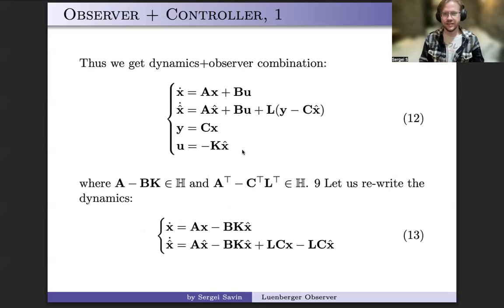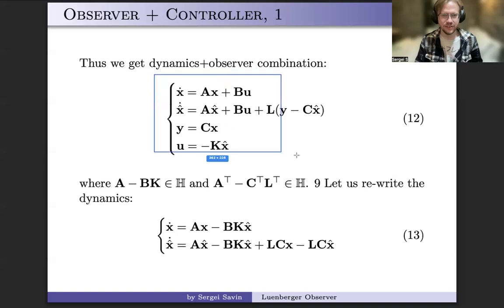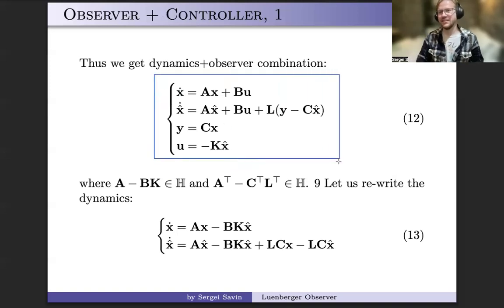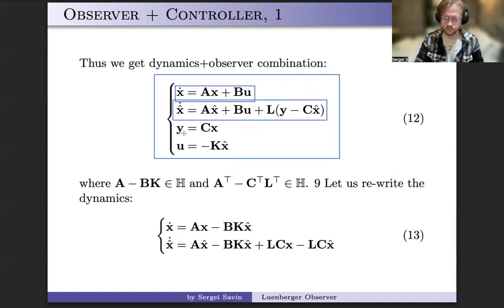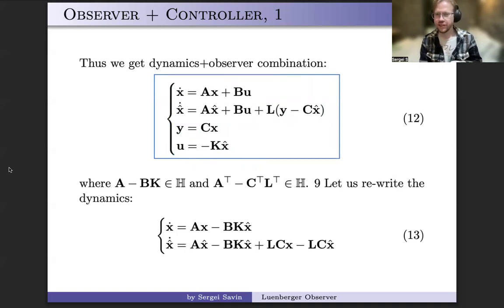So I think with this, you can see how the whole thing is done. Here, let me put it in a box. Here is the final result: our original dynamics, our observer, our measurements, our controller. Any questions about that?